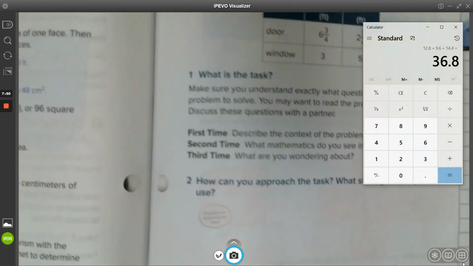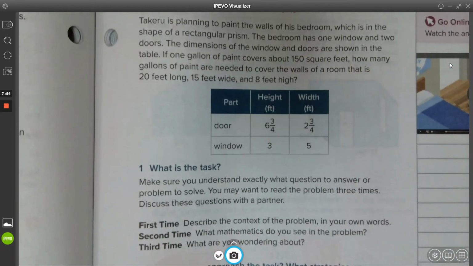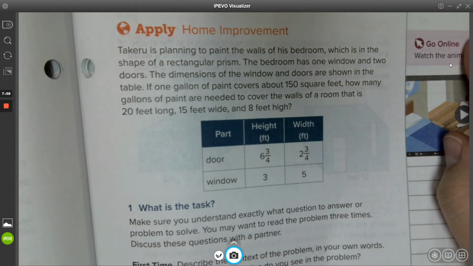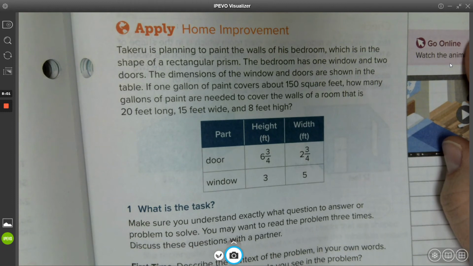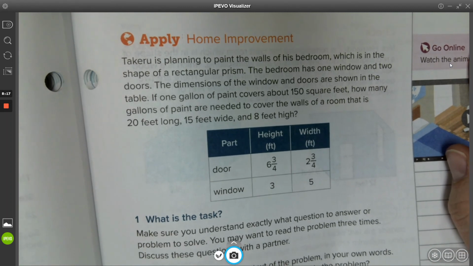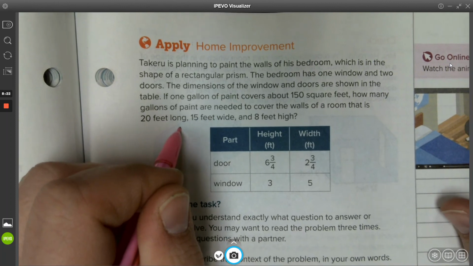Now, let's take a look at our final thing here. We have our apply problem. It says Shakira is planning to paint the walls of his bedroom, which is in the shape of a rectangular prism. The bedroom has 1 window and 2 doors. The dimensions of the window and the doors are shown in the table. If 1 gallon of paint covers 150 square feet, how many gallons of paint are needed to cover the walls of a room that is 20 feet long, 15 feet wide, and 8 feet high? Now keep in mind, you do not need to do the floor or the ceiling, okay?